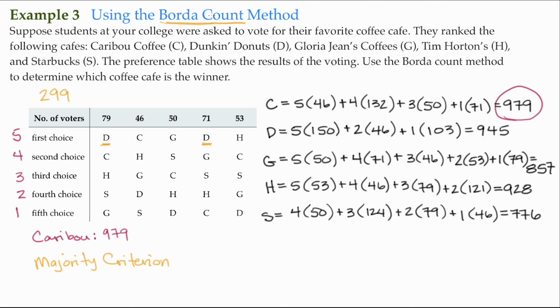But using the Borda count method, we determine that Caribou Coffee is the winner. So what does that mean? Well, that means that the Borda count method can violate the majority criterion. So there's a flaw that can potentially be argued that's within the Borda count method.